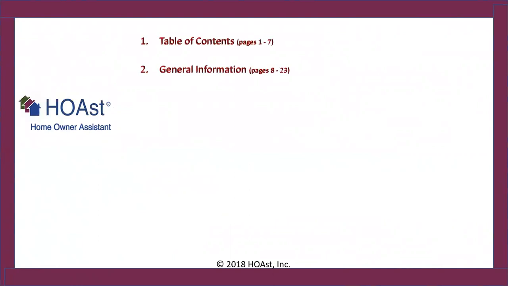The second piece is the general information, pages 8 through 23. I recommend each person read these pages, or at least go through them. This is very important information about the whole system. So that's kind of critical to everybody.